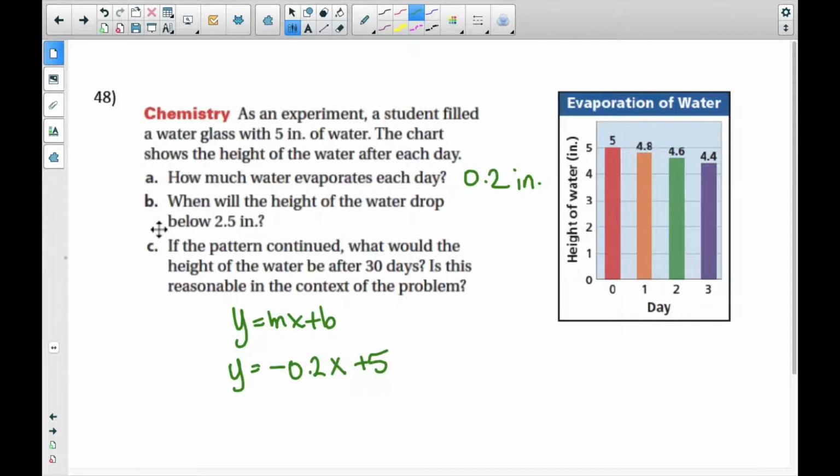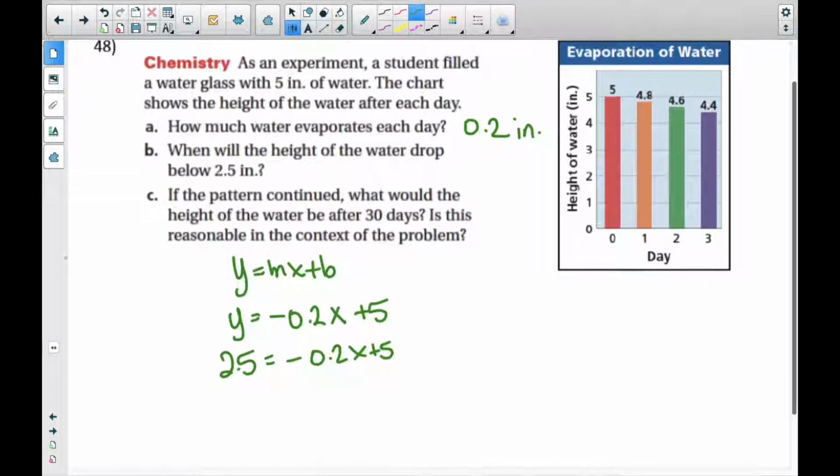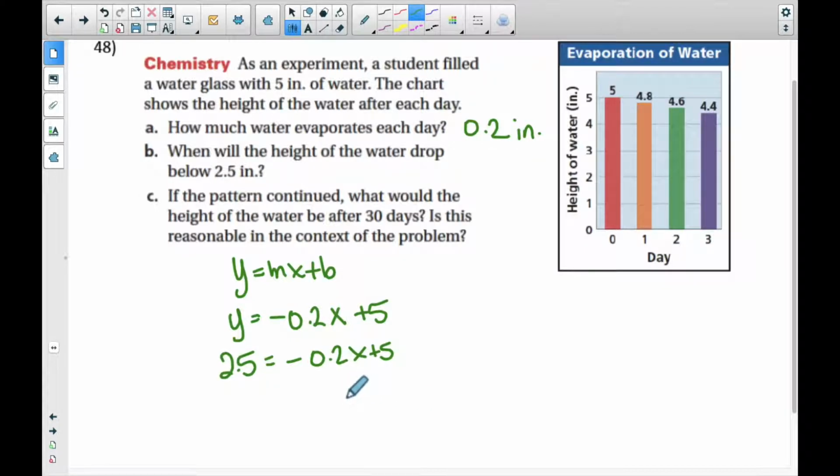So question B asks, when will it drop below 2.5? Well, let's put 2.5 over on the left and then solve our equation. This is another one where I'm using an equal sign, but then when we go back, we might put a less than or a greater than later. Okay, so I'm going to subtract my 5 from both sides.